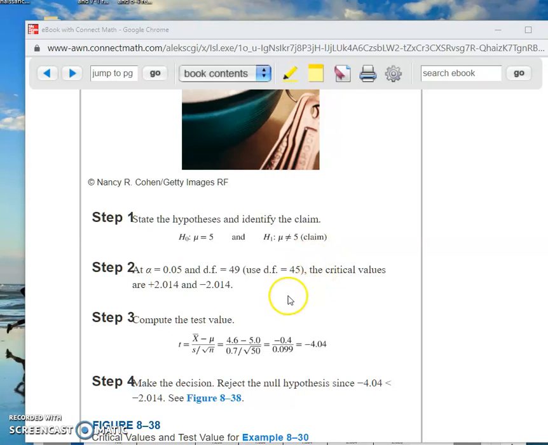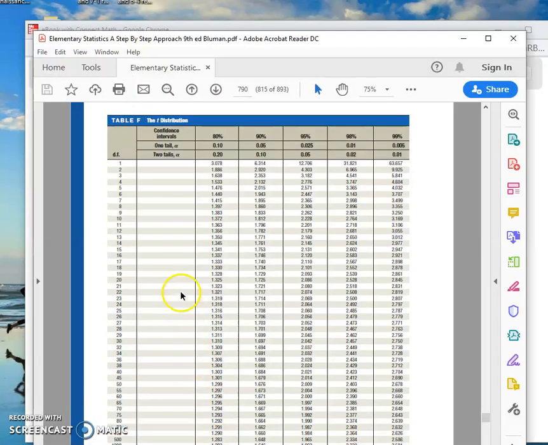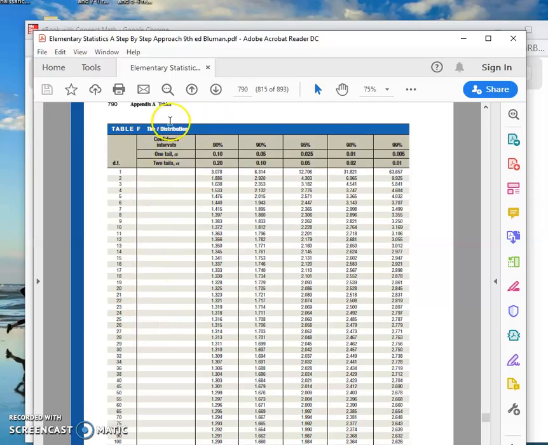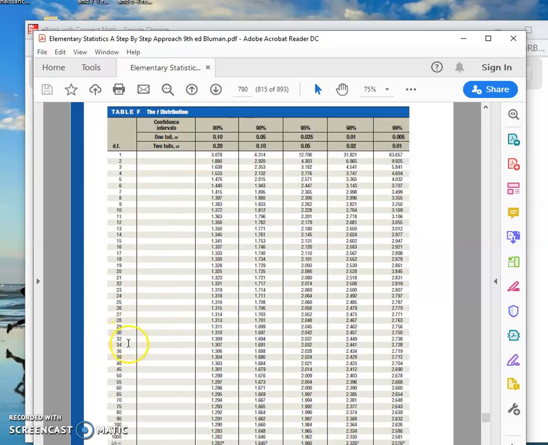Okay, let me backtrack. I had a little technical difficulty here. So the degrees of freedom is 49, right? And then it says to use degrees of freedom of 45. Well, why do we do that? If you look at the tables that we have, this is the t distribution, we don't have a 49. It goes from 45 to 50. So somewhere in the book, he talked about this and said if you have to use something in the middle here, you use the smaller number, I think is what he said.